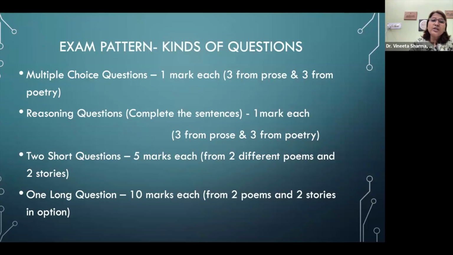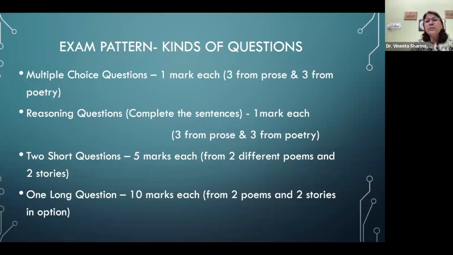Then in reasoning questions, which are again 1 mark each, you have to complete a sentence, and for that you need to give a reason. The sentence will be left on because, and you have to complete it by using that because only. So that again is for 1 mark. 3 from stories and 3 from poems.